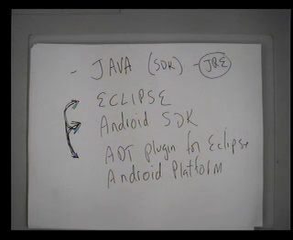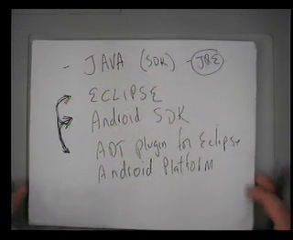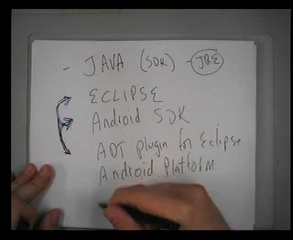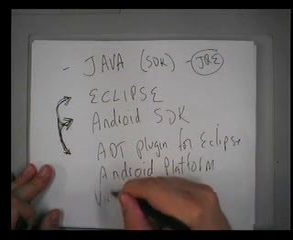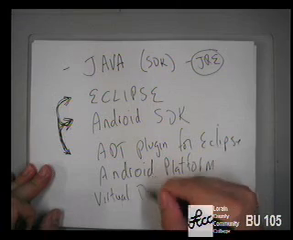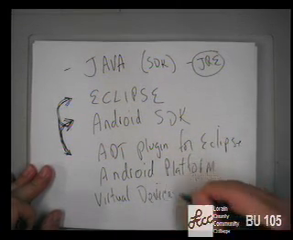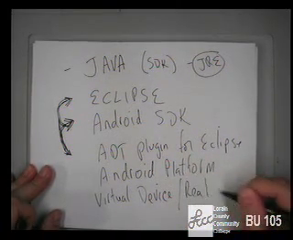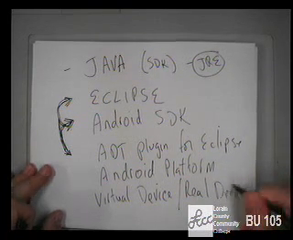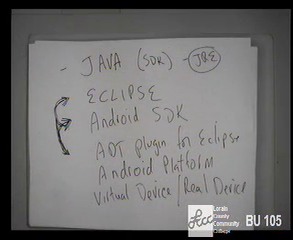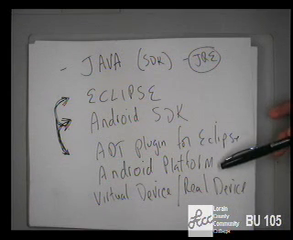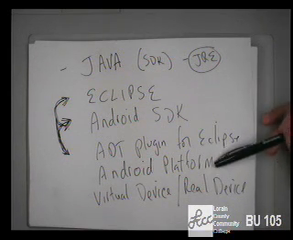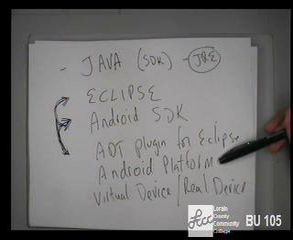The next thing you need is either a virtual device or a real device to test your code on. So when you run something, you can define a virtual device that has the characteristics of any of the Android platforms you've defined.